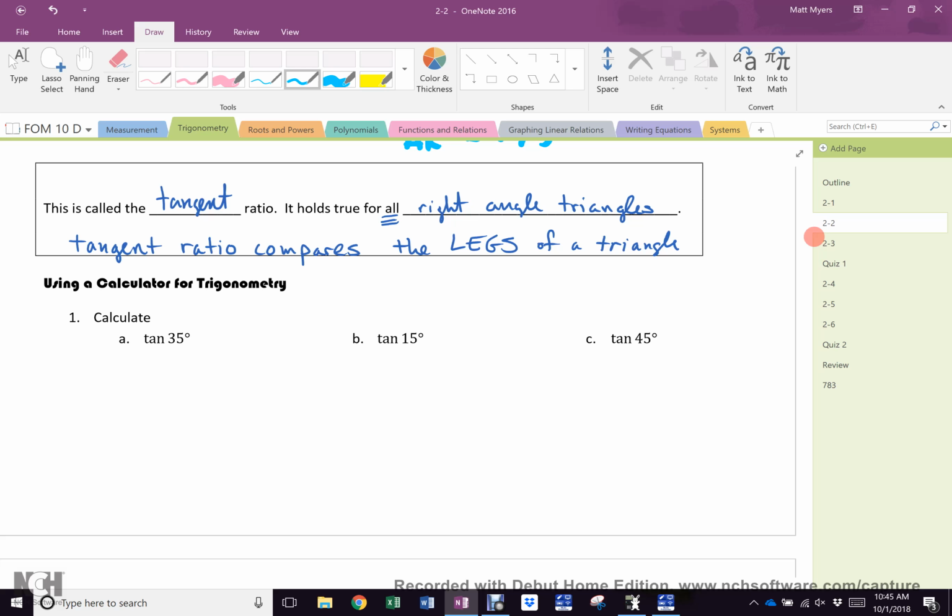Yes. When you purchase one, it must have these 3 buttons on it. Tan, cos, and sin. Yes, yours has plenty. Now, sin, cos, tan. Everybody stop.